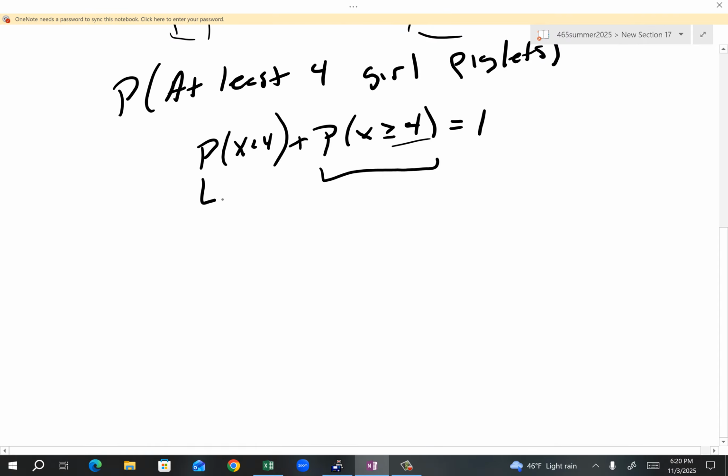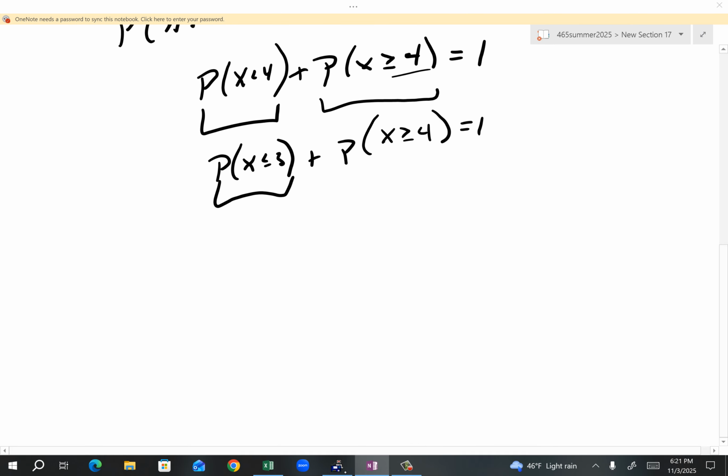Groom, this is also not a CDF. Listen, if you have less than 4 girl piglets, what do you have? You have less than or equal to 3 girl piglets. Are you with me? Because there's nothing between 3 and 4 because they are discrete. Piglets are discrete. You cannot have half of a piglet. So this guy right here is our CDF.